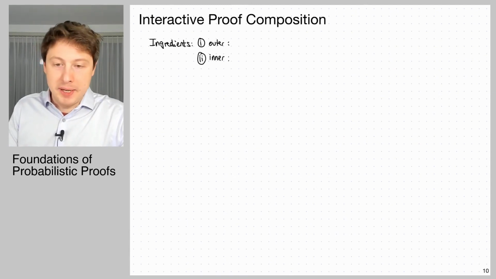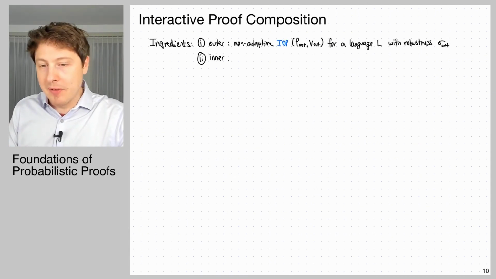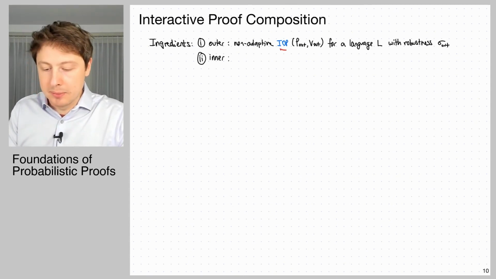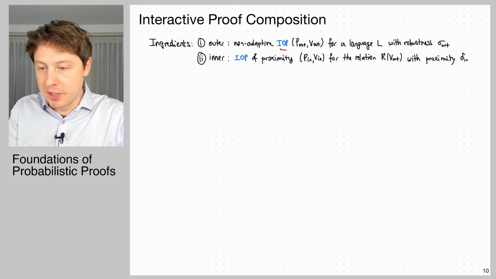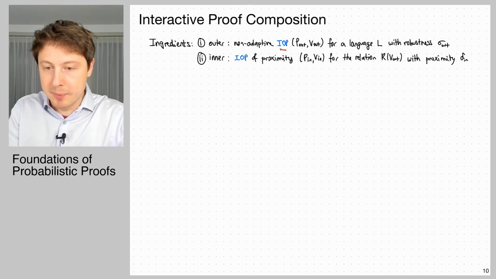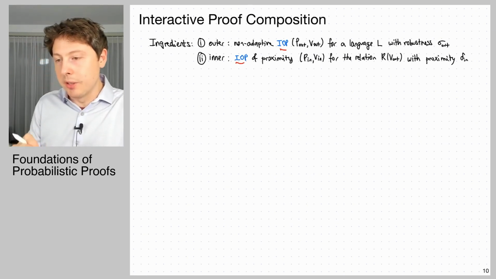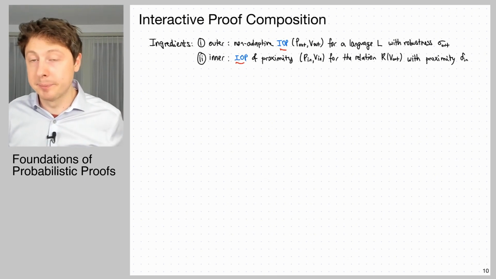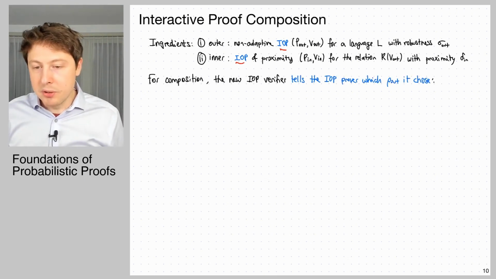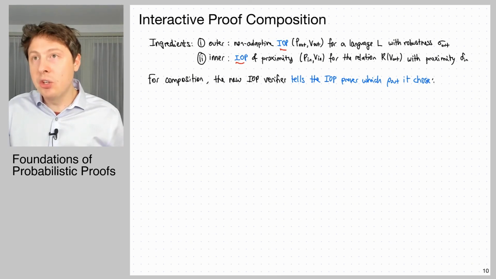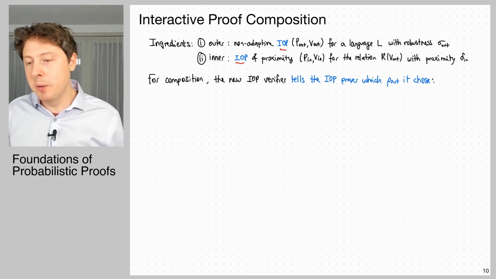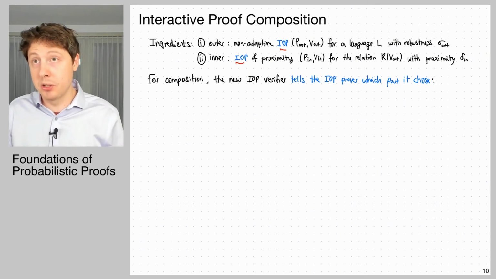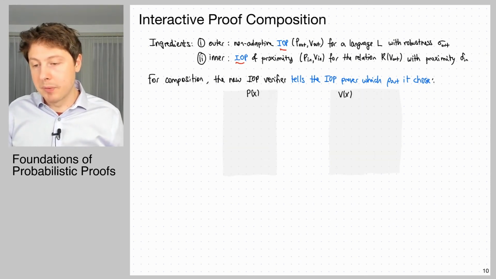So we again have an outer and an inner. We have a non-adaptive IOP for language L with robustness sigma out. We also have an IOP of proximity, rather than a PCP of proximity, for the relation of accepting views of the outer verifier with a certain proximity parameter. For composition, the main change is that the verifier is going to tell the IOP prover which randomness it chose, so that we don't have to go over all choices of randomness. Pictorially it looks like this.